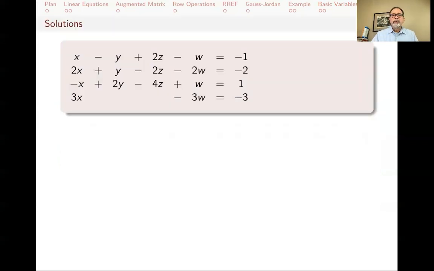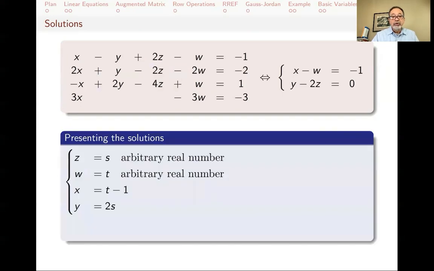One final thing, how we are going to write the solutions. We had this system and we got all the solutions. One way to present the solutions is what I had earlier. Another way is to present the solution as a set, as (t minus 1, 2s, s, t), where s and t are real numbers. This is set notation. Every solution to the system consists of 4 numbers. I'm putting those numbers into parentheses with commas between them. I have a number for x, a number for y, a number for z, a number for w.